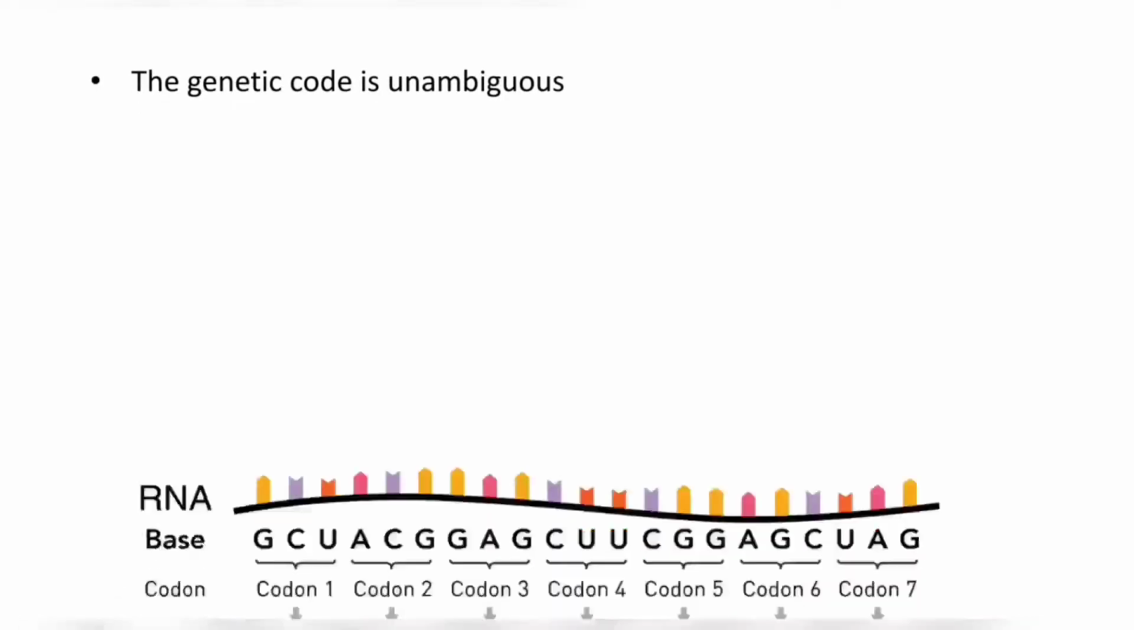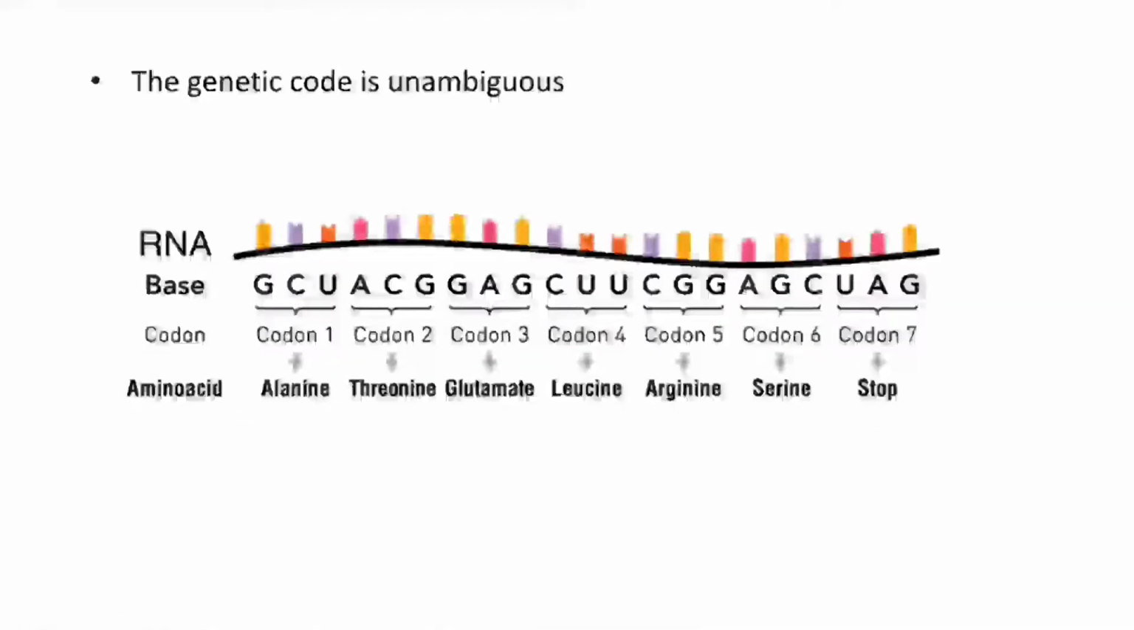The genetic code is unambiguous, meaning each triplet codes for only one specific amino acid. In this diagram, you can see that each codon codes for a particular amino acid, like GCU codes for alanine, GAG codes for glutamate, CGG codes for arginine, and so on.